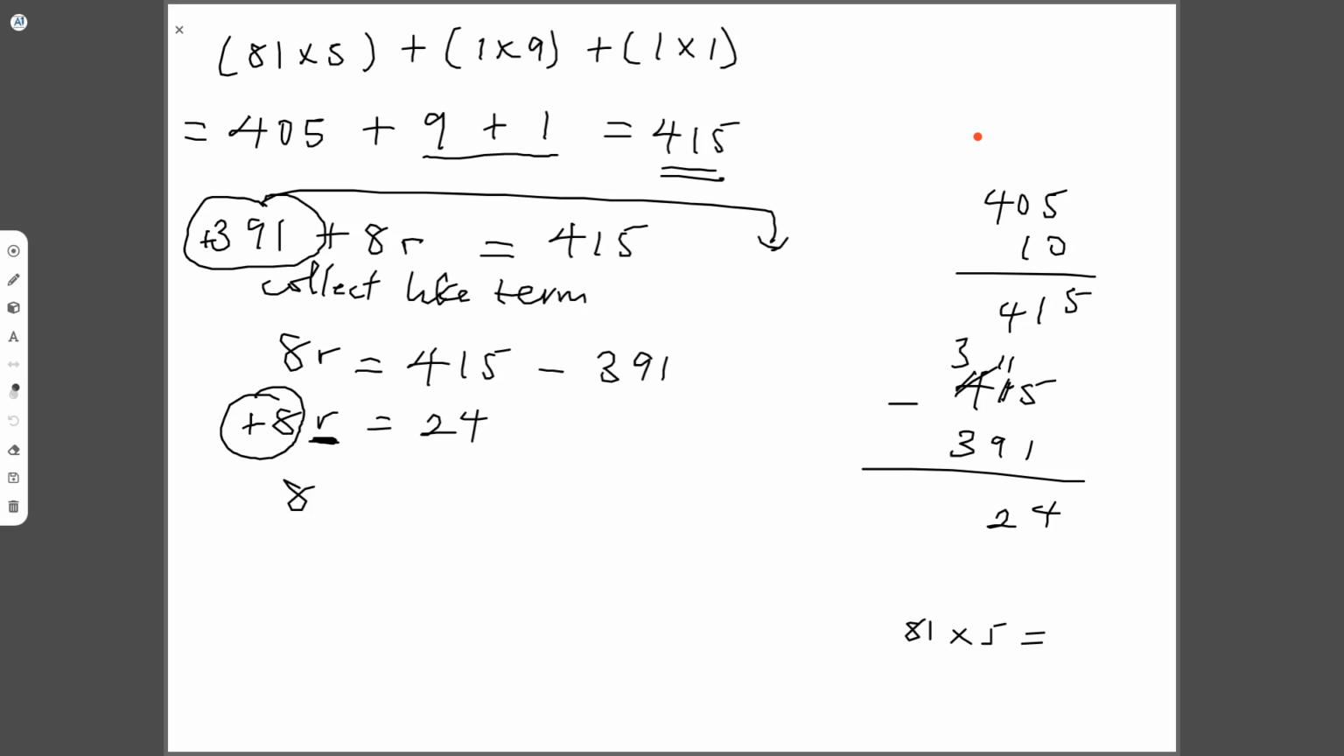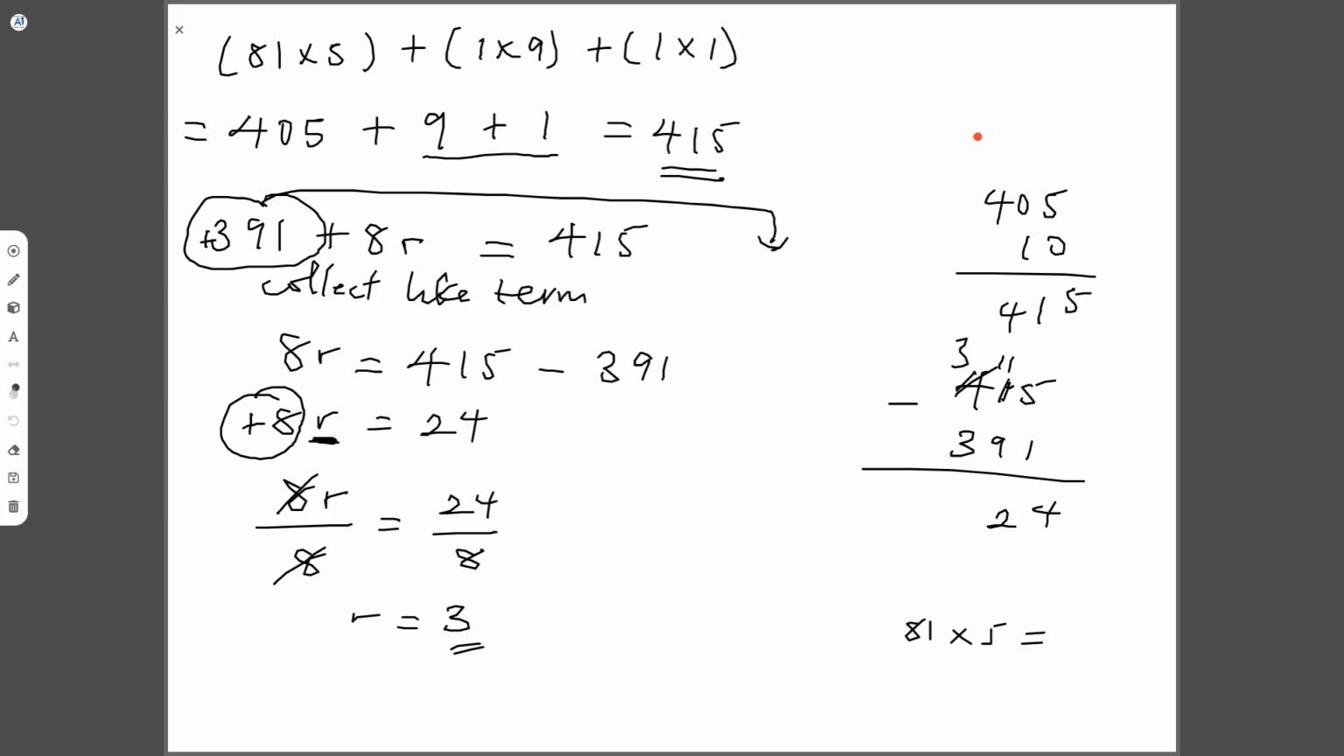So we have 8R divided by 8 equals 24 divided by 8. We cancel 8. R equals 24 divided by 8, which is 3, which implies that the value of R in the question that was given earlier is 3. The value of R is 3.